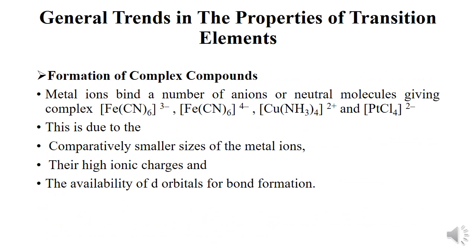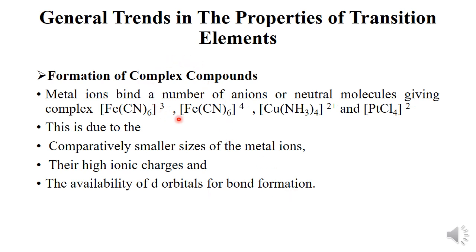So next property, that is the formation of complex compounds. Metal ions bind a number of anions like cyanide ion or neutral molecules like ammonia, giving a number of complexes. Why are they forming a number of complex compounds? It is due to the comparatively smaller size of their central metal ions, their higher ionic charges, and the availability of d orbitals for bond formation.